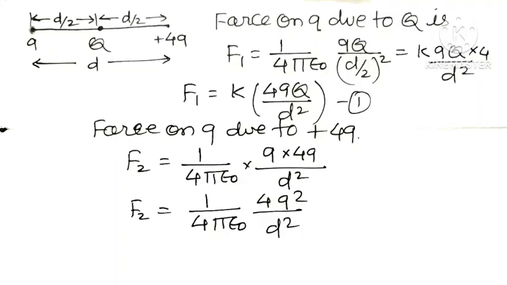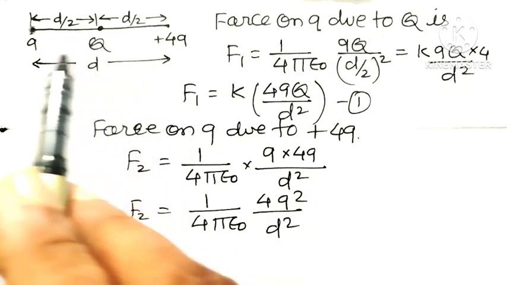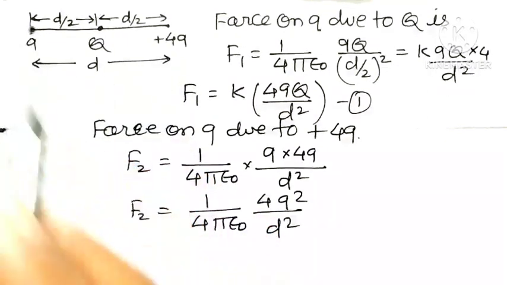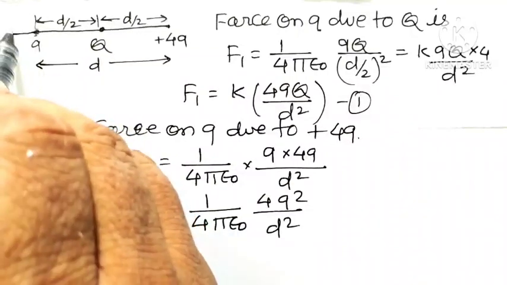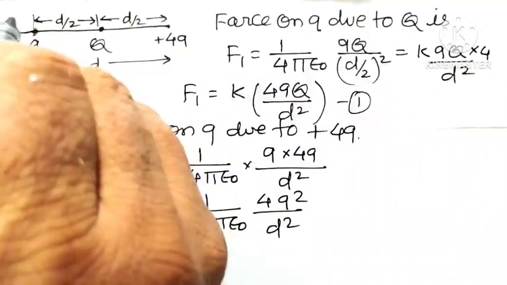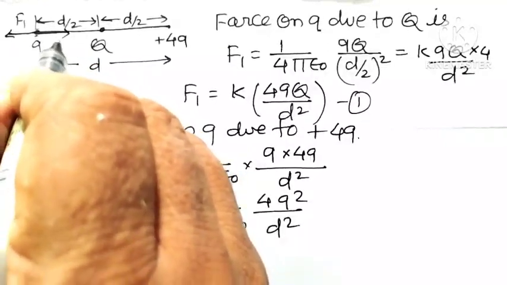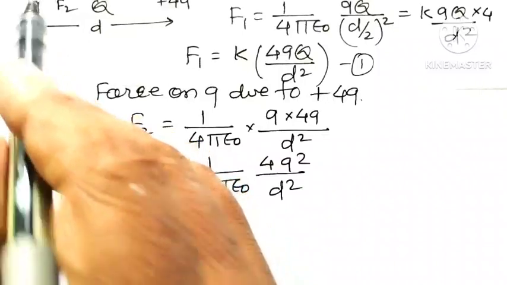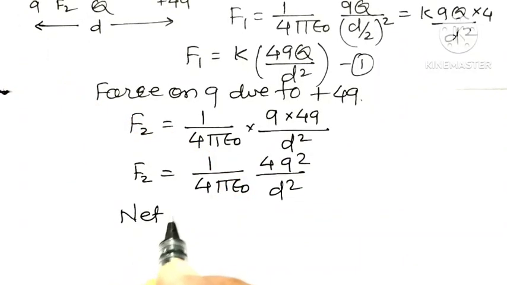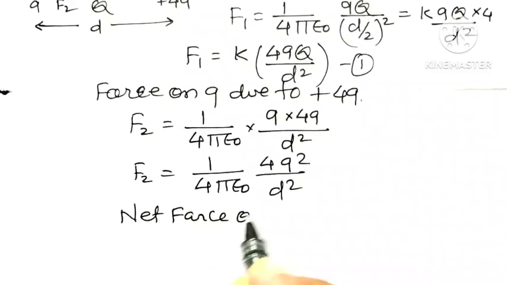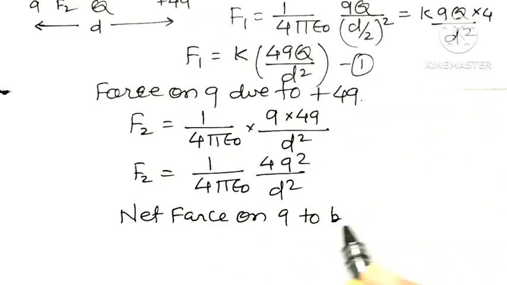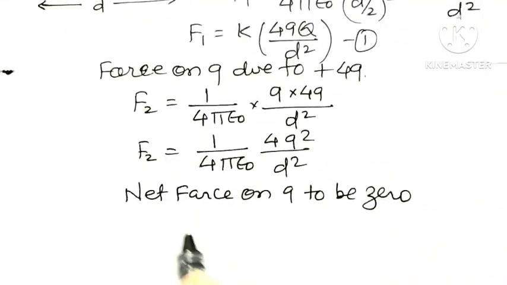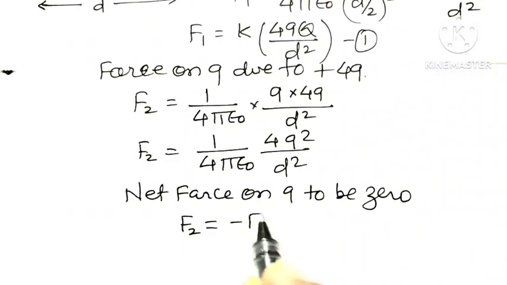Now, we want the force acting on charge q to be 0. See here, the force acting on charge q due to plus 4q charge is F2, and it must act in the direction opposite to F1. Two forces must be opposite in direction; only then the net force on charge q becomes 0. So the condition required is that F2 must be equal to minus F1.